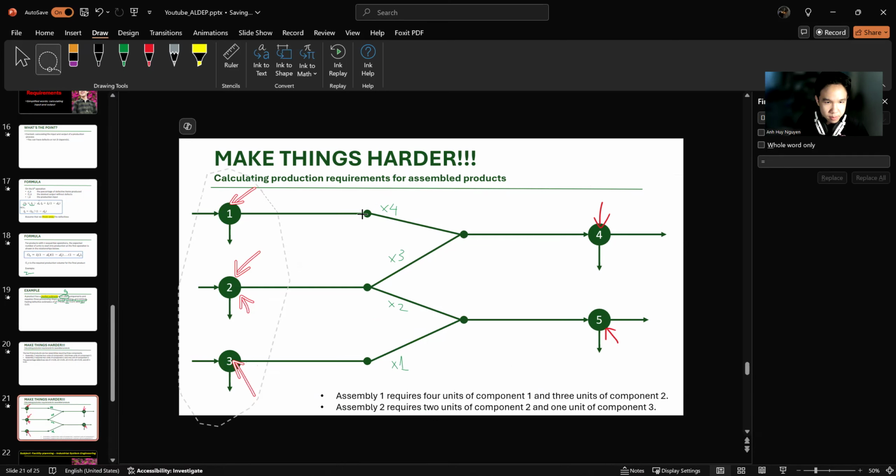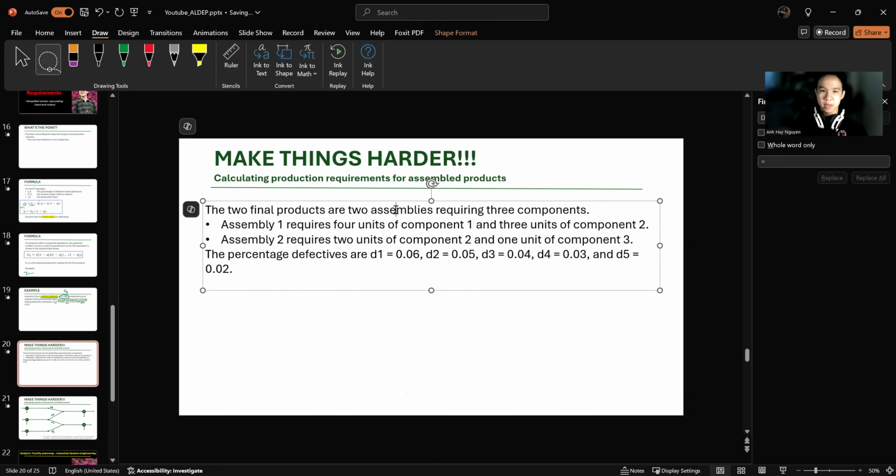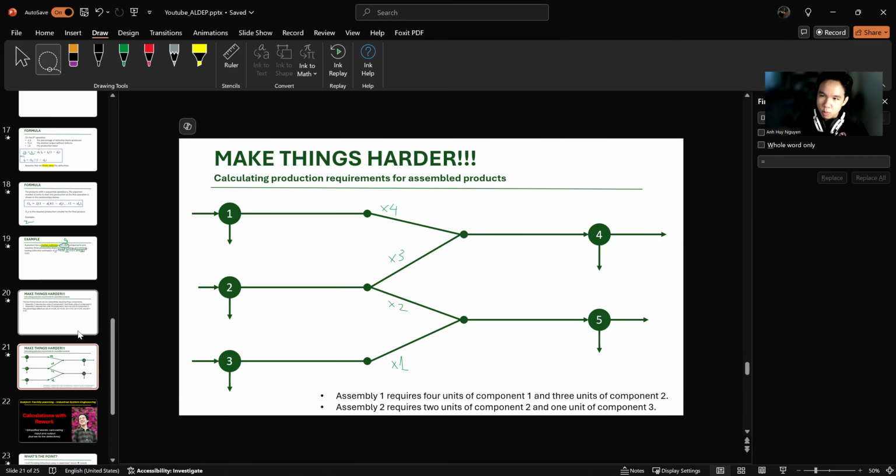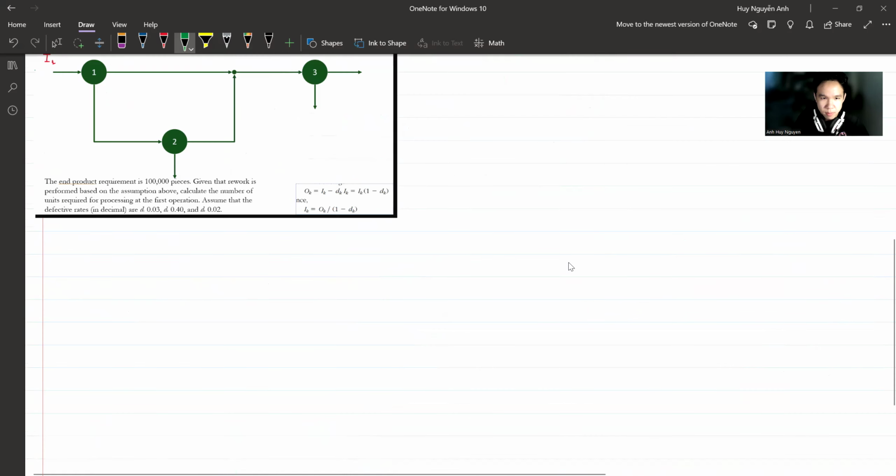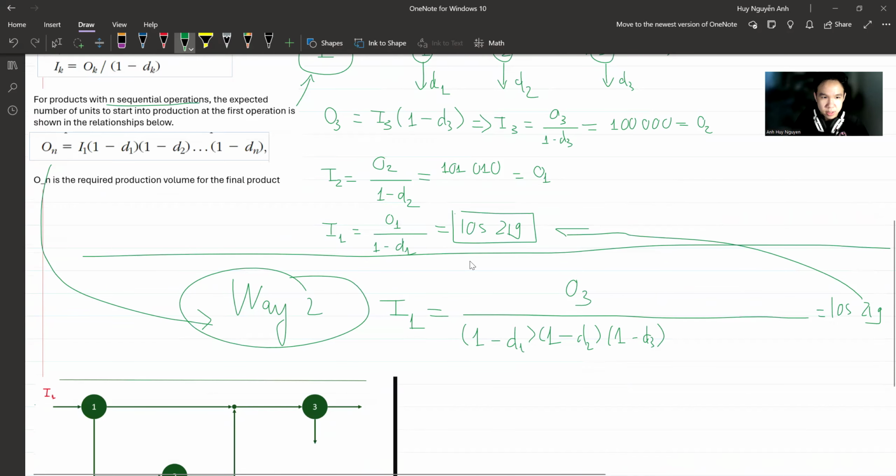Let me erase this. Okay, so here is the information given. You have 2 final products, number 4 and number 5, and 3 inputs, 1, 2, 3. And here are all the requirements, and here are all of the defect percentages. So what do we do? How do we find the input? Oh, sorry. We are given the output, but I forgot to mention it.